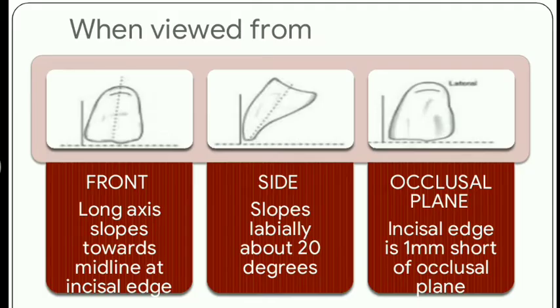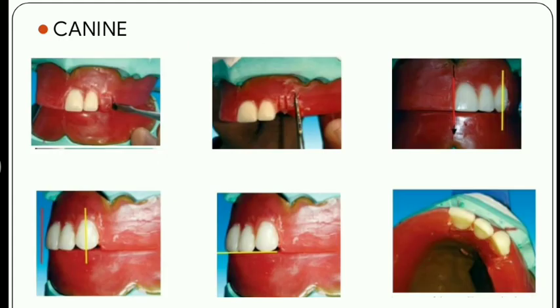So when it is viewed from the front, the long axis slopes towards the midline at the incisal edge. And when it is viewed from the side, it slopes labially about 20 degrees. But the central incisor is about 15 degrees. The lateral incisor is about 20 degrees. And in the occlusal plane, the incisal edge is 1 mm short of the occlusal rim. It cannot touch the occlusal plane.